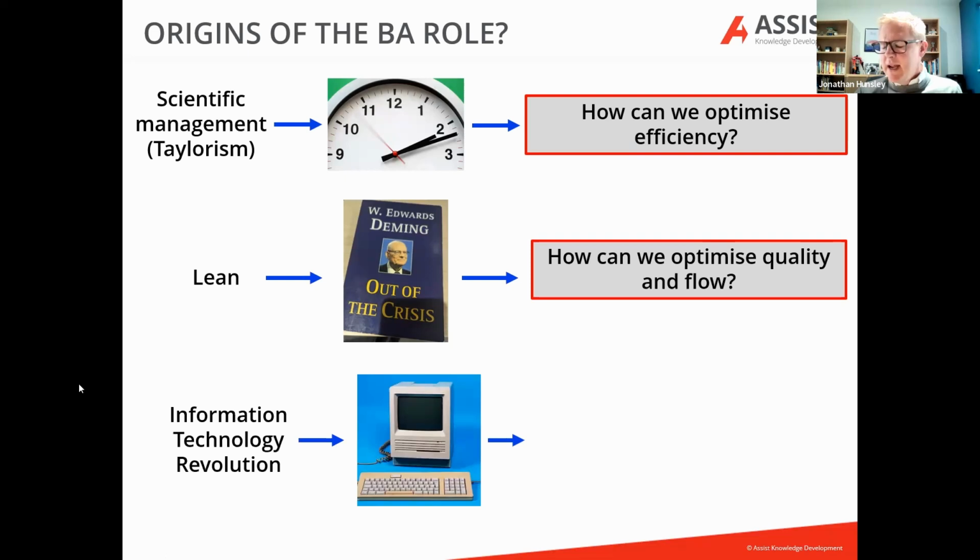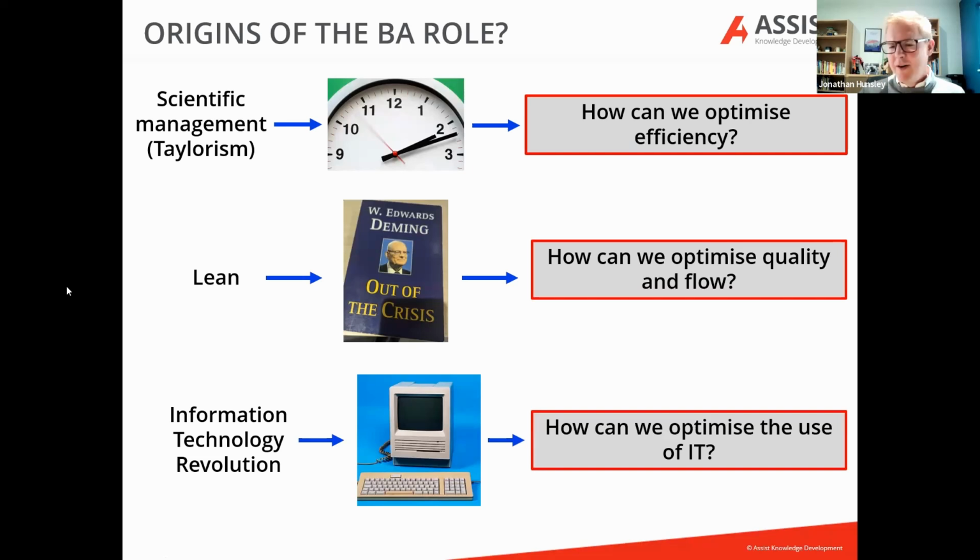And then in the 1950s, early 1960s, we start to see the advent of more and more technology. And I'd argue that the information technology revolution has also been a key part of the origin of the business analysis role. It's really been looking at how we optimize the use of information technology for business goals and purposes. So there are three strains that have led into what we'll describe as the business analysis role that we have today.